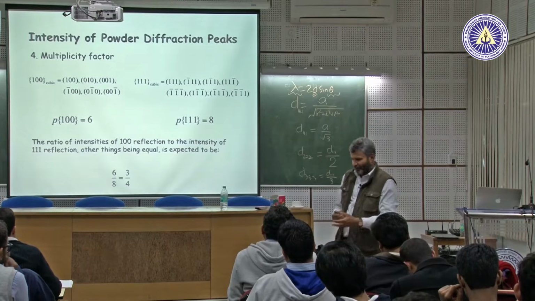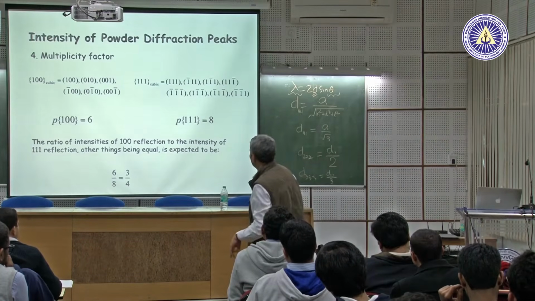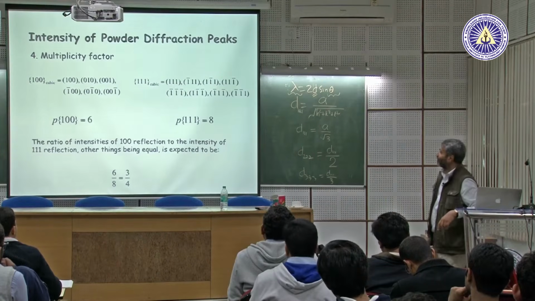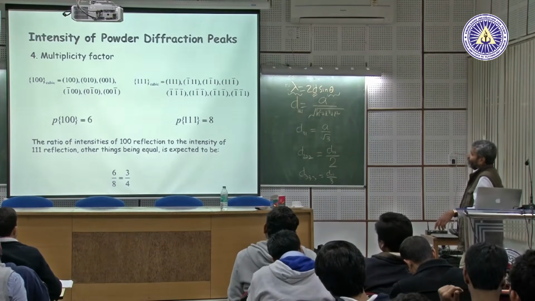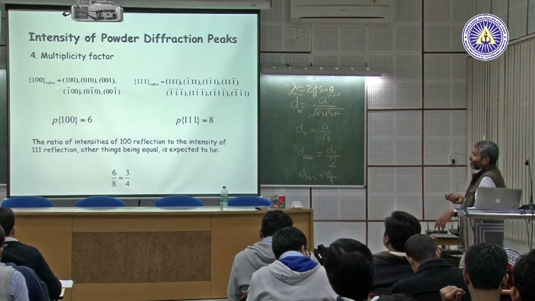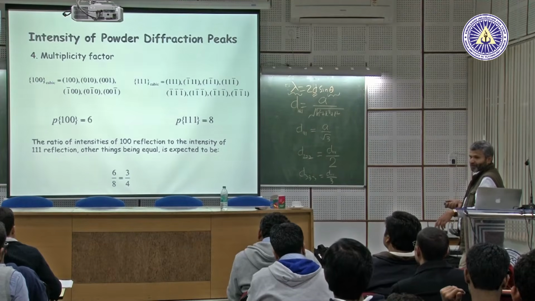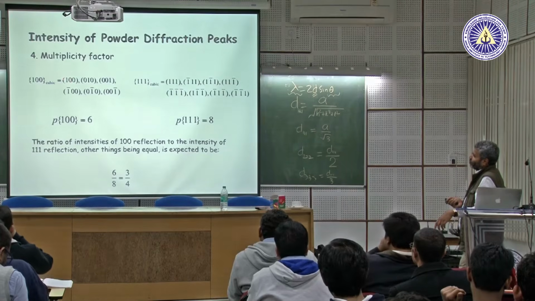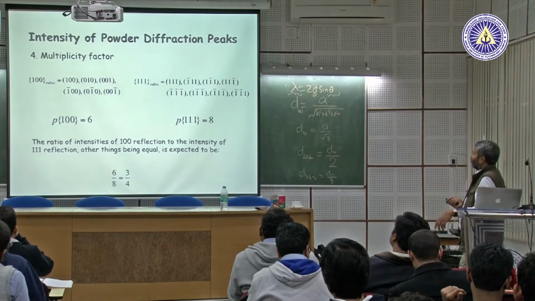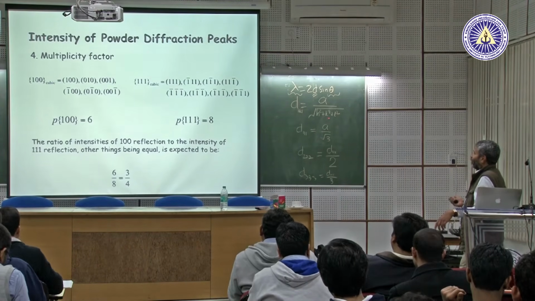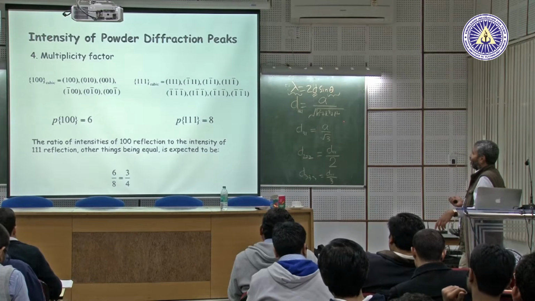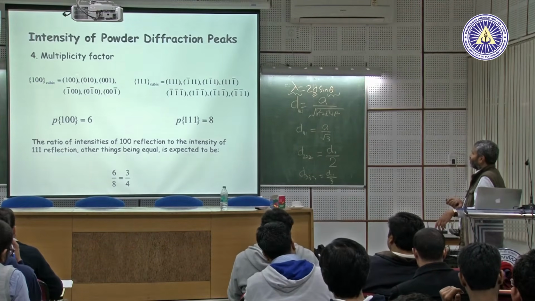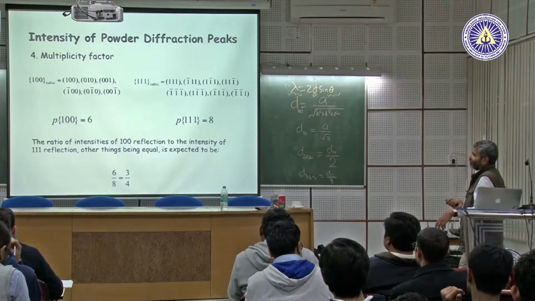Just 1 or 2 factors maybe before we break for lunch. Multiplicity factor is very, very simple and very interesting. When you write 100 family, then it is either 100 plane or 010 plane or 001 plane. Come to the formula here. The formula is symmetric with respect to h, k and l. So, d100 will be exactly the same as d010, which will be exactly the same as d001.